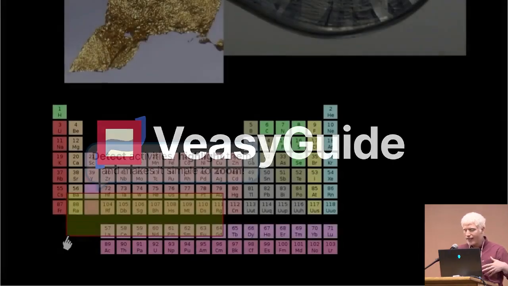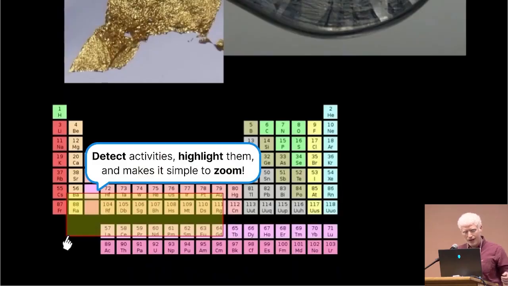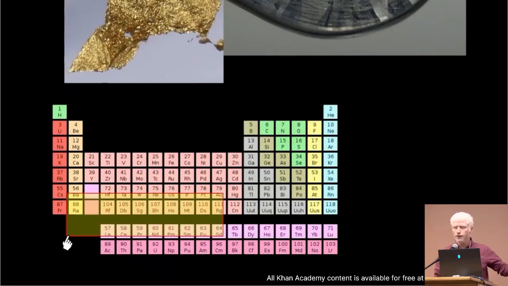So VeasyGuide basically detects activities such as that, highlights them, and makes it simple to zoom with personalization incorporated. Now I'm going to show the same video as before, but with VeasyGuide enabled. The users can click to zoom, or they can pause the video to personalize the highlights.